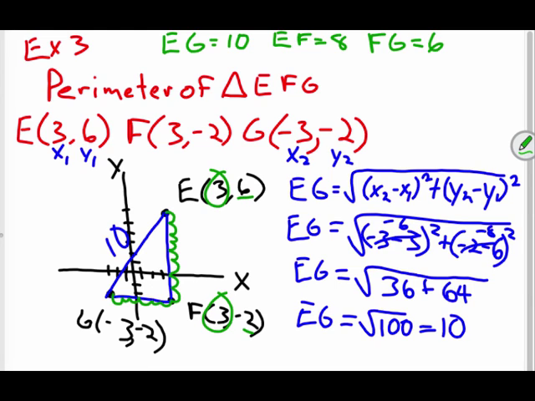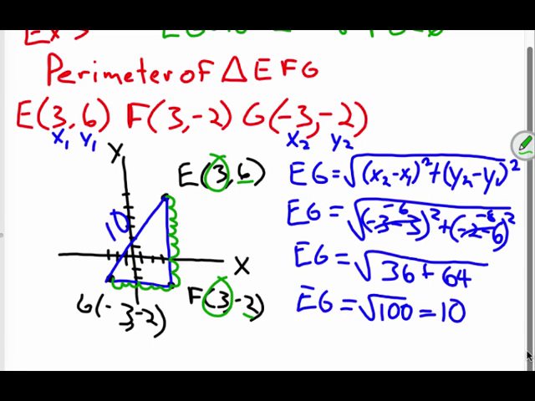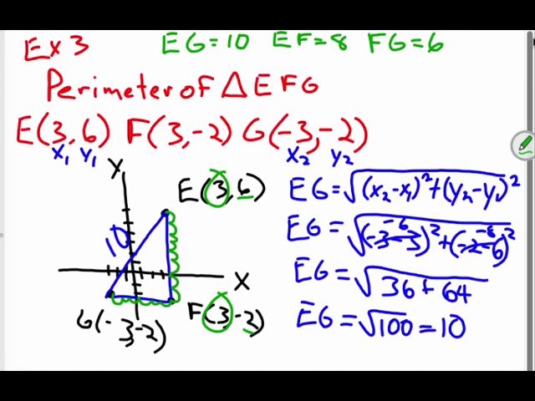Okay. So now to find the perimeter of this thing, what I need to do is just add all those distances up, right? So the perimeter of this is just 10 plus 8 plus 6. 18 plus 6 is 24.